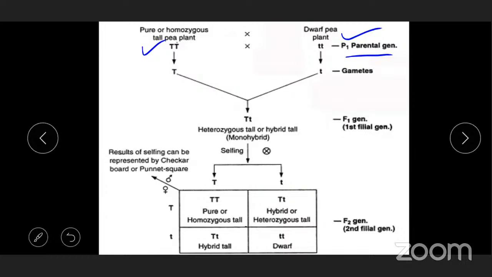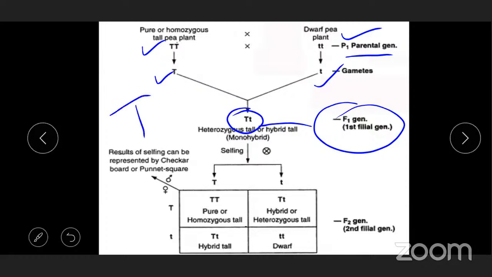So they give gametes. From the capital T, one gamete capital T. From small t, one gamete small t. Both are crossed together and the F1 plant will be produced. What is the F1 generation plant? Capital T, small t.